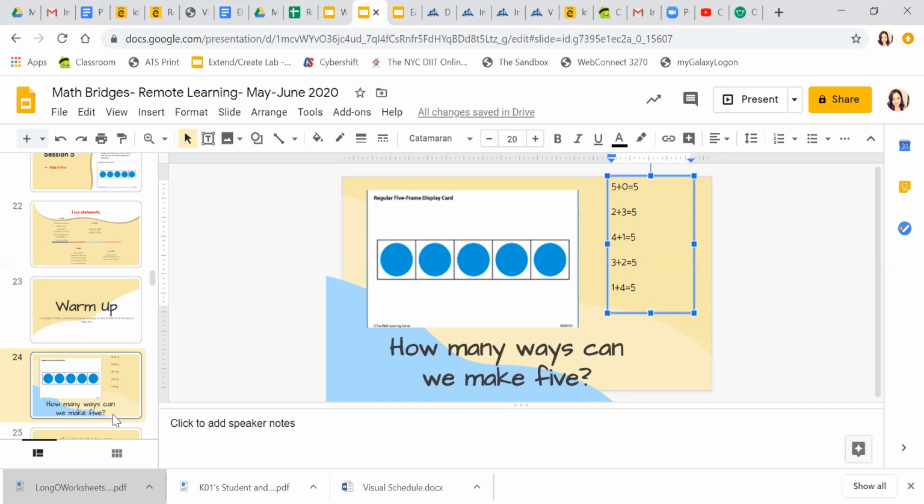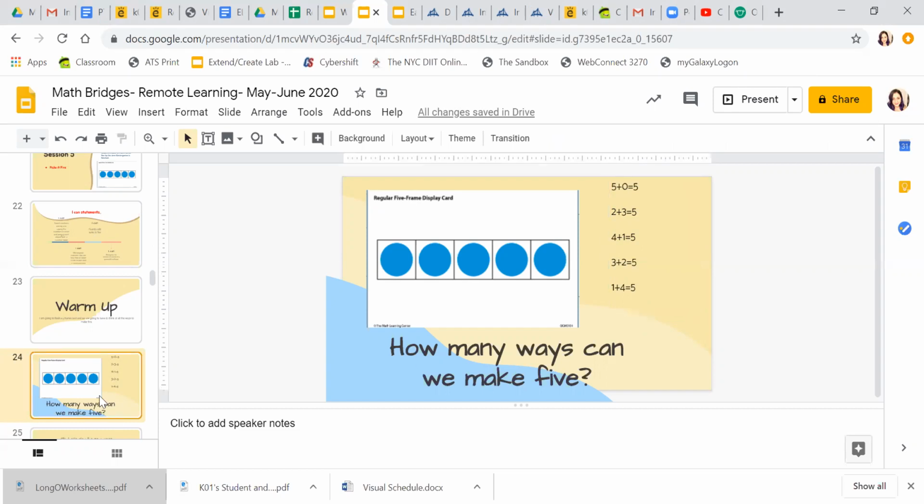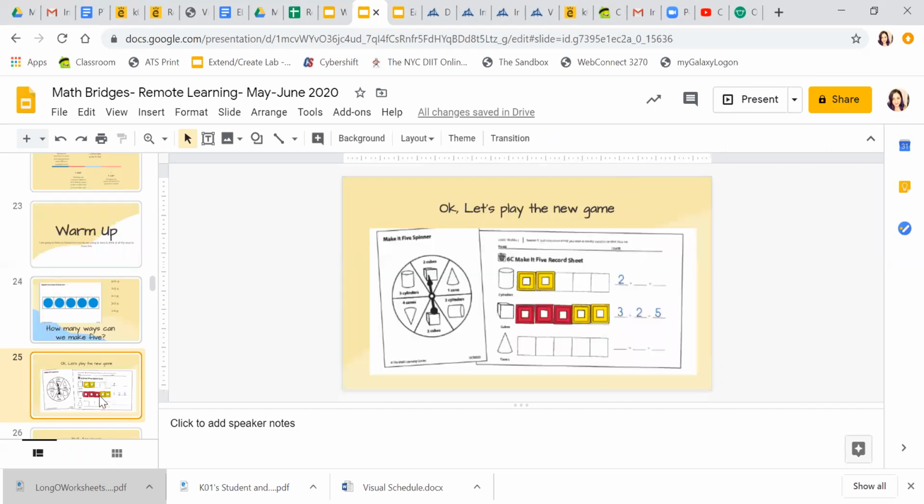All right, so good working with me as we worked through our warm-up. Okay, now we're going to play this new game, okay? And it's called Make It 5. So I'm going to quickly go over what this game means. So you're going to see the spinner, and this is the Make It 5 spinner. And on the spinner, there are different 3D shapes, okay? So you have cubes, you have a cone, you have cylinders, and another cube, another cone, and another cylinder, okay?